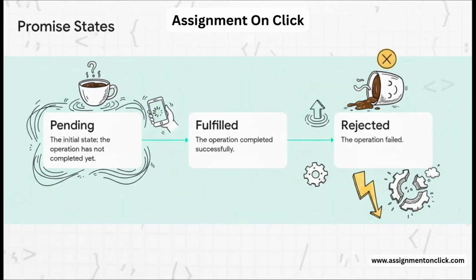And every single promise has a little life cycle. It can be in one of three states. First, it starts as pending. That's your coffee order in the queue, just waiting. Then, if everything goes right, it becomes fulfilled. Awesome, you got your coffee.